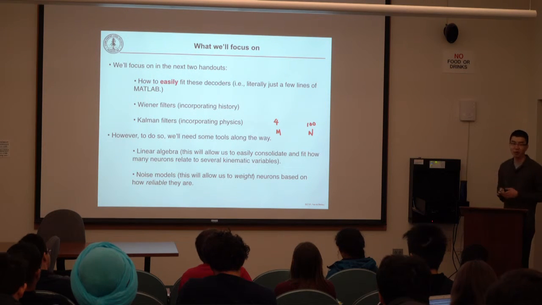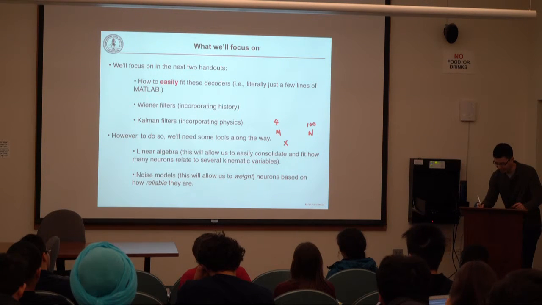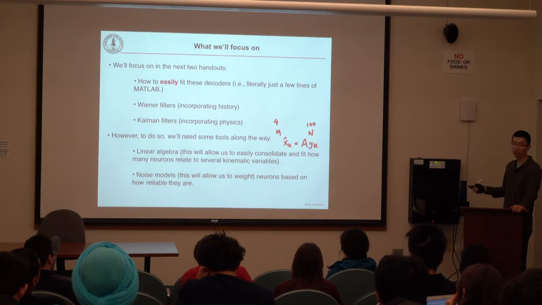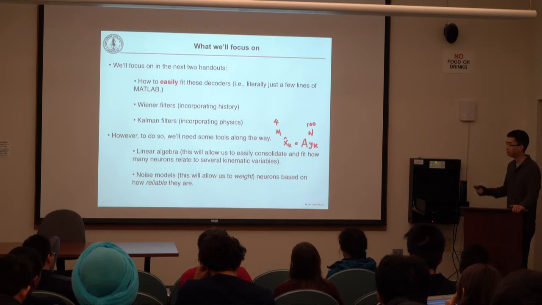But with linear algebra, we'll be able to write these 400 equations very easily as just one matrix equation that looks like this. So the activity of all the neurons at time k is equal to the activity of all the kinematics at time k through this matrix operation, through this matrix multiply.